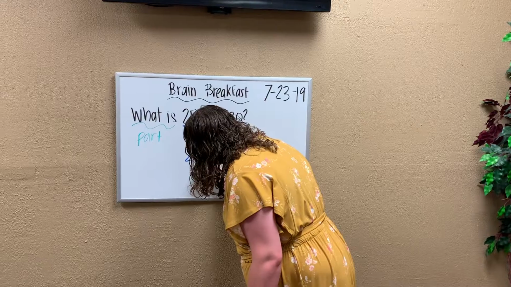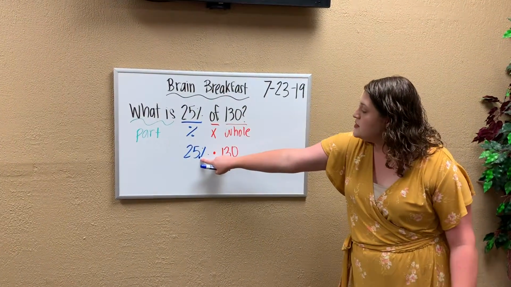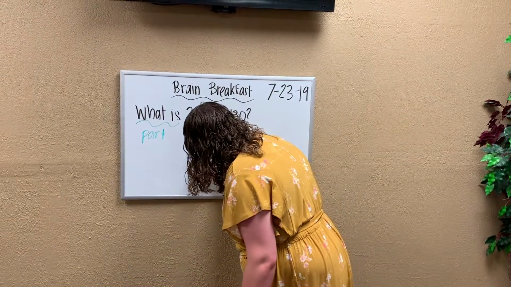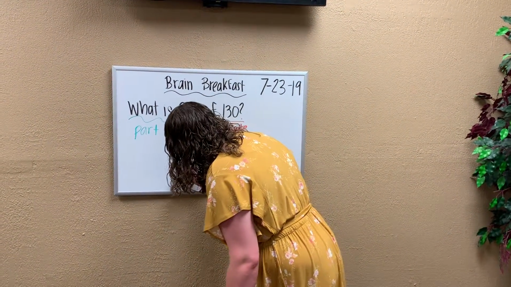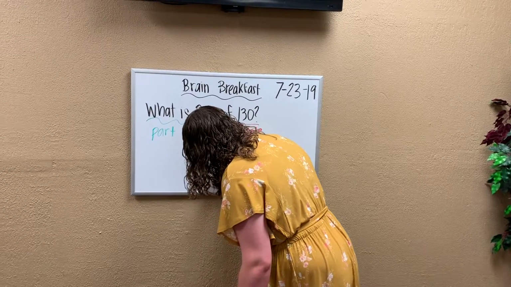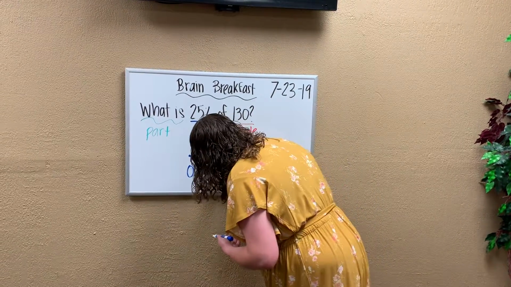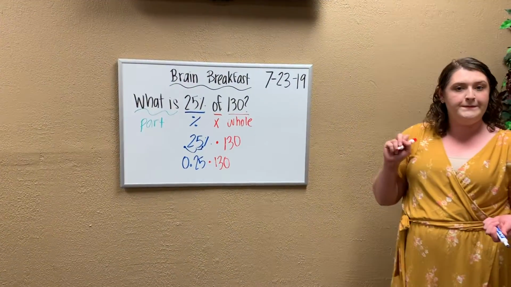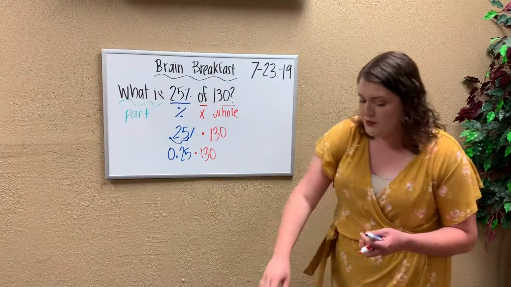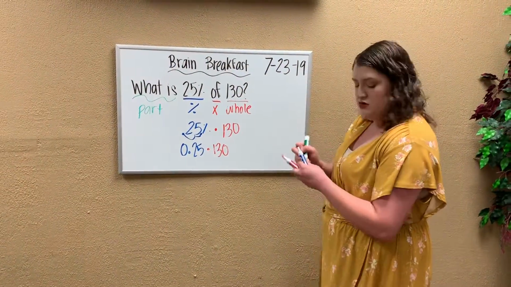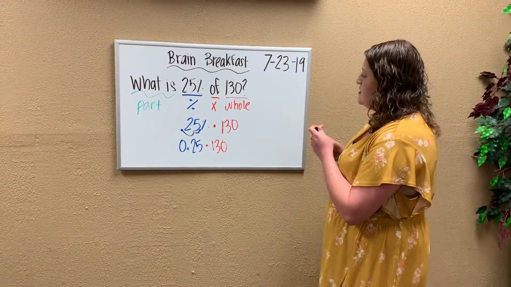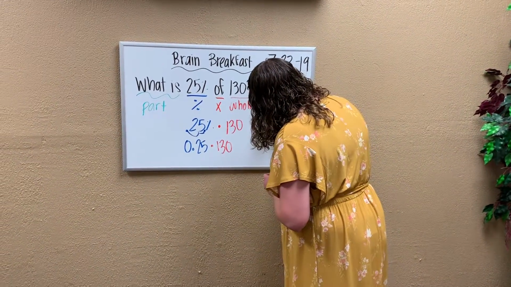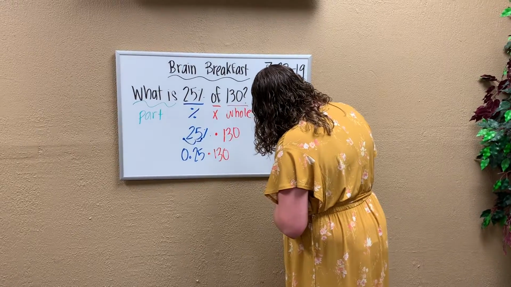But behind every whole number, there is an invisible decimal. I'm going to put it right there, and I'm going to change it by moving it twice. So once, twice. So now that is 0.25 times 130. Can I do that now? I can. So what I'm going to do, I'm going to take the black marker off to the side. I'm going to do 130 times 0.25.